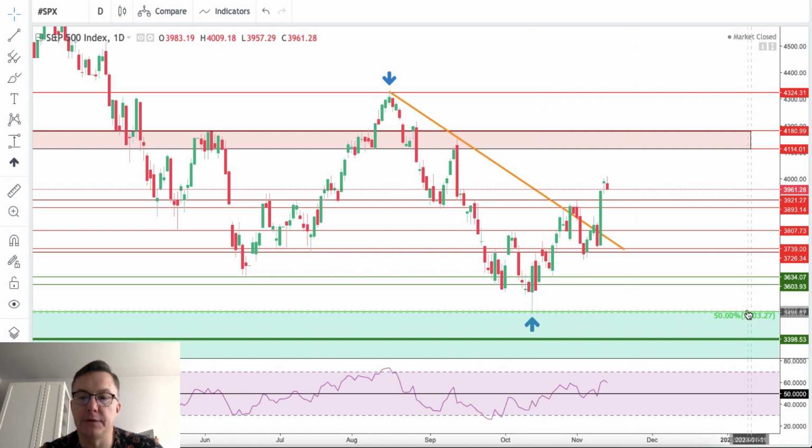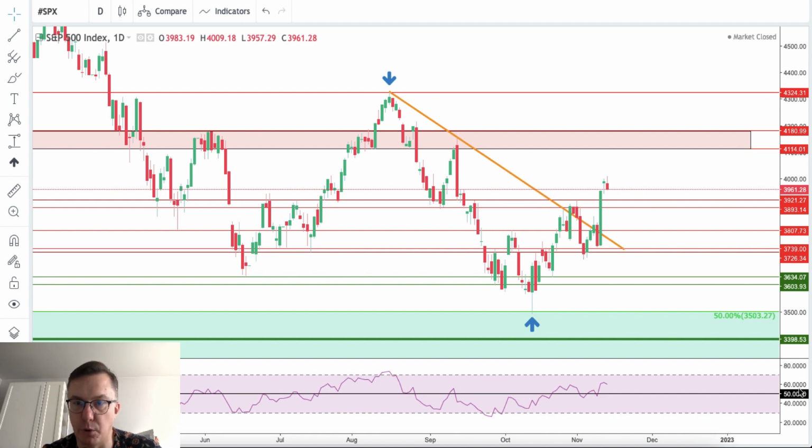So right now the target is still the supply zone, again the same supply zone, 4,114, 4,180, and the momentum is positive, which means that as long as the US dollar is going down across the board, the S&P 500 will go up, the Australian dollar will go up, New Zealand dollar will go up, pound will go up, and euro dollar will go, of course, up.